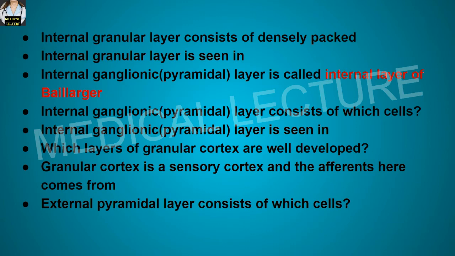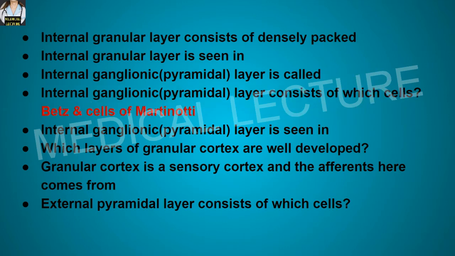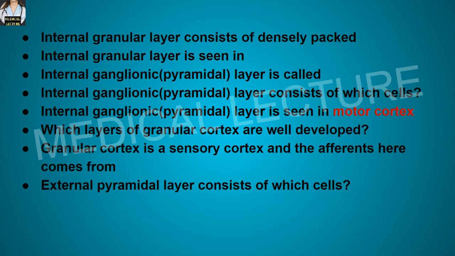Internal ganglionic or the pyramidal layer consists of which cells? It consists of Betz cells and the cells of Martinotti. Internal ganglionic or pyramidal layer is seen in the motor cortex. Which layers of the granular cortex are well developed?